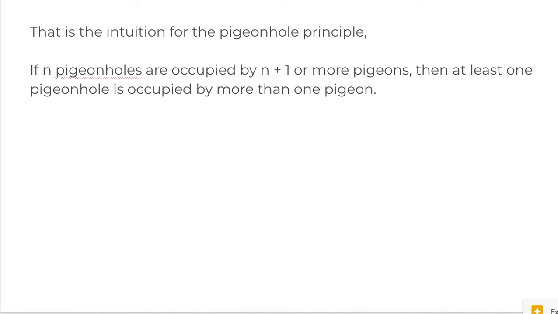If I had n pigeonholes which were occupied by n plus 1 or more pigeons, then at least one pigeonhole is occupied by more than one pigeon. I'll repeat that. If n pigeonholes, so the pigeonholes in our case were the boxes, so we had 2 boxes, and n plus 1 or more pigeons. So if n was 2 and I had 3 or more pigeons, then at least one pigeonhole will be occupied by more than one pigeon. So that sufficed for our question.